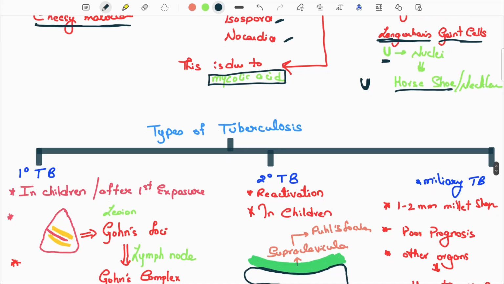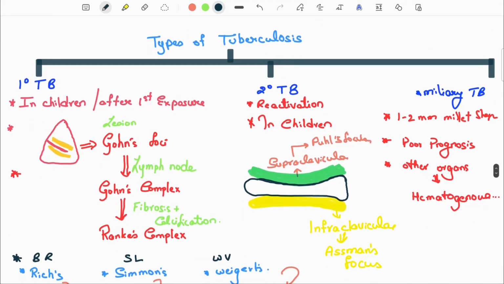Next one is types of tuberculosis. There are majorly three types of tuberculosis. First one is primary tuberculosis, meaning the first time the patient is getting affected. What kind of patient is he? He may be a child. As a child he is getting affected, hence it is called primary. Next one is secondary, and the third one is miliary. Okay, let's understand them one by one.